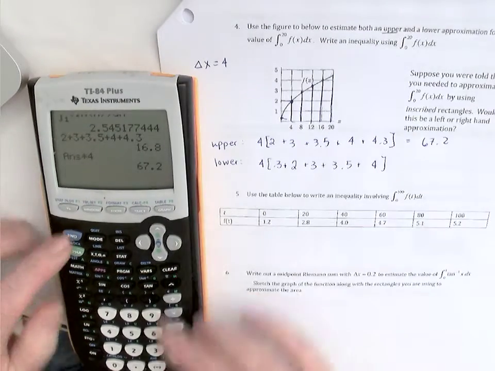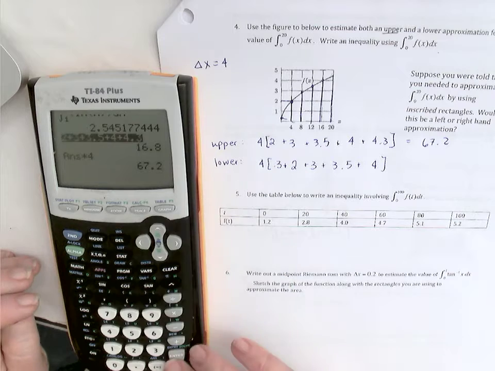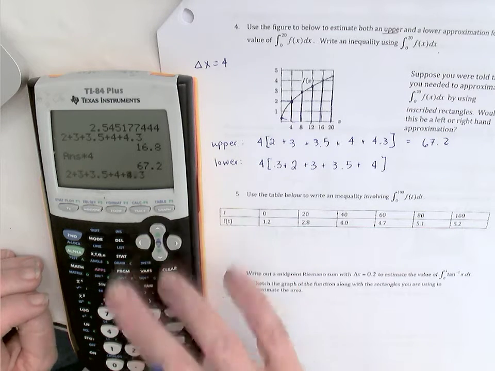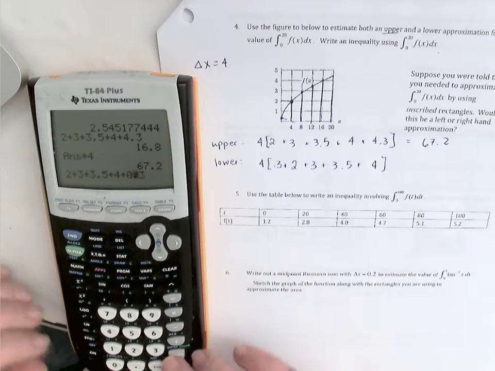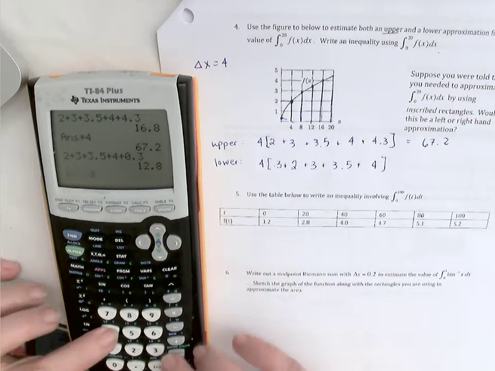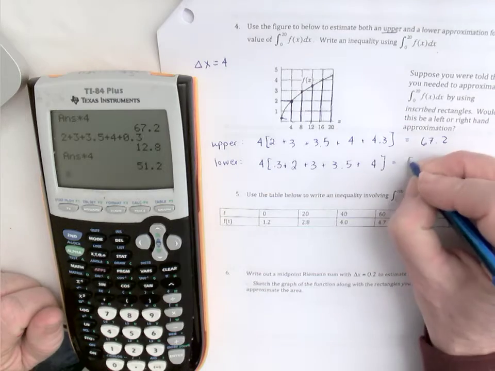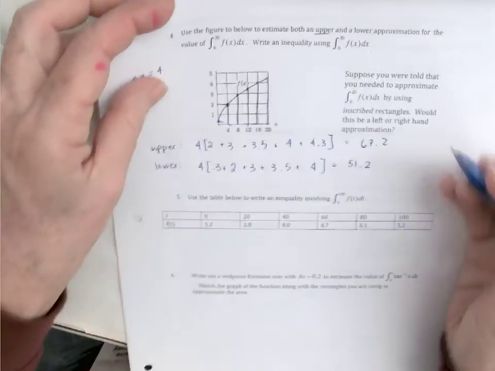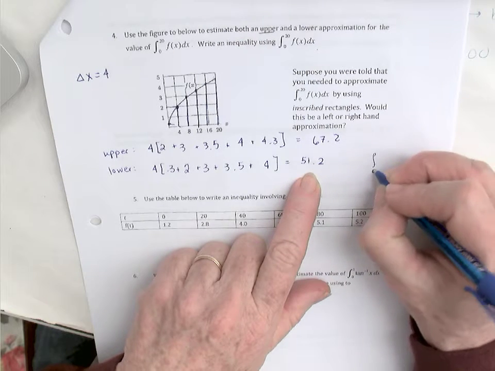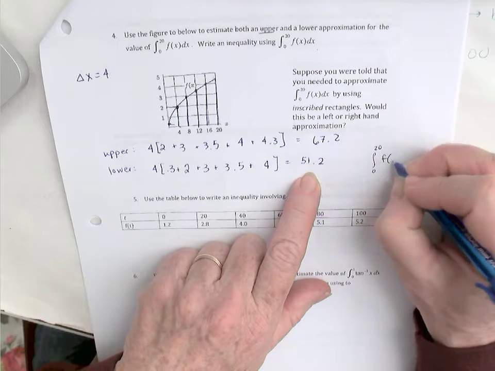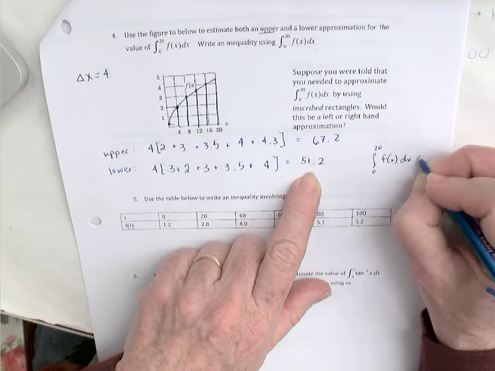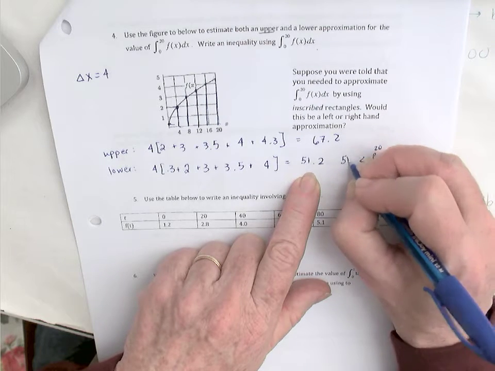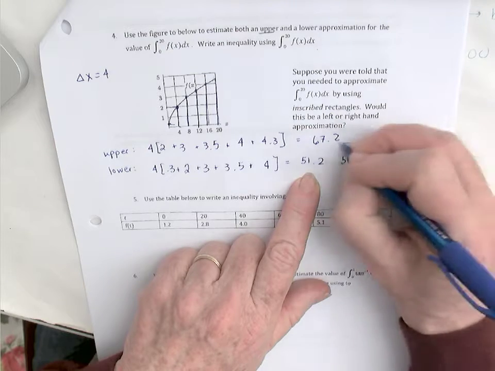My lower approximation is going to be all of that. I'm going to get rid of that 4.3 and make that 0.3 times 4. My lower approximation, I get 51.2. So if I was going to write an inequality, what I could say is the area would be less than 67.2 and greater than 51.2.